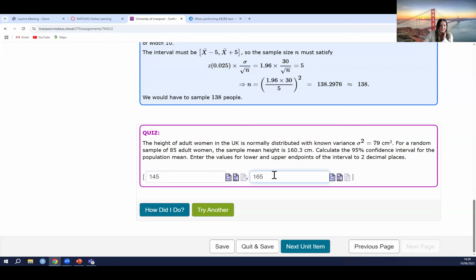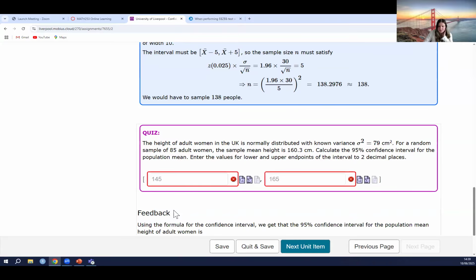And then with "how did I do", they can check whether they answered correctly or not. Here they're both incorrect. And if they hover over it, it gives them the correct answer. And then below, they've got immediate feedback, which shows them details of the calculation, how they should have arrived at the result. All of these quizzes are randomly generated.